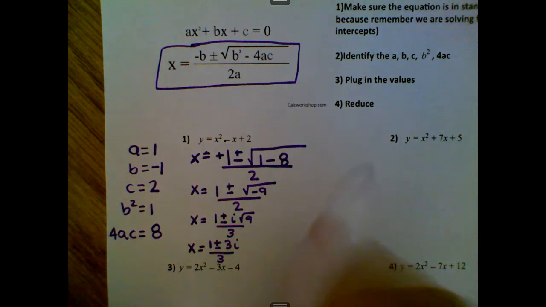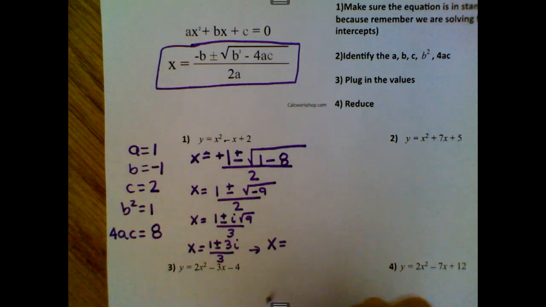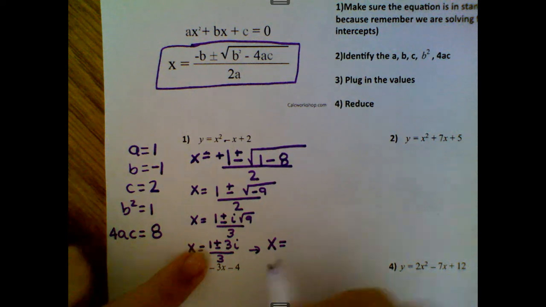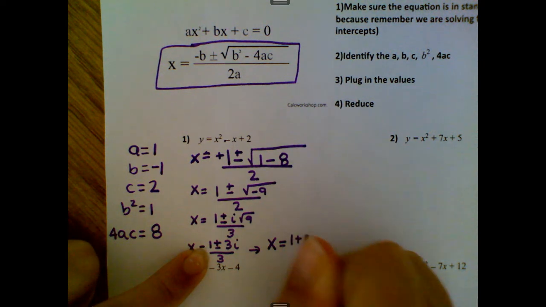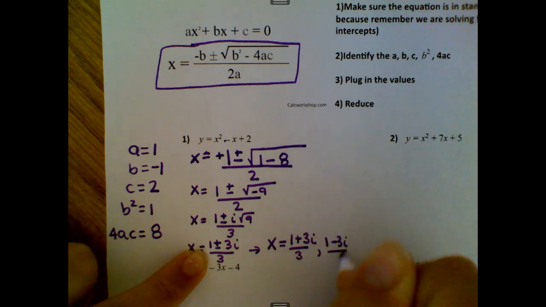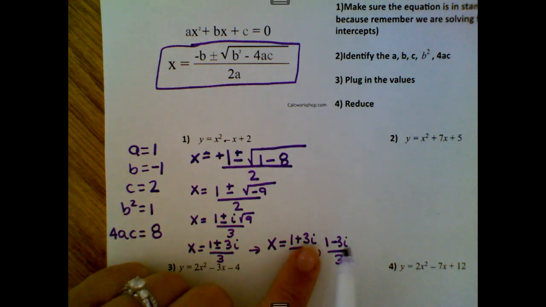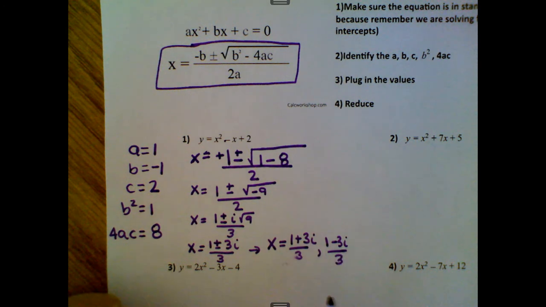So your final answers come from this. X equals, remember we should get 2 answers. X equals 1 plus 3i over 2 and 1 minus 3i over 2. Answer 1, answer 2, these are conjugates of each other, like we've said before. These are our final answers. And if I was to graph this, they would not hit the x-intercept.